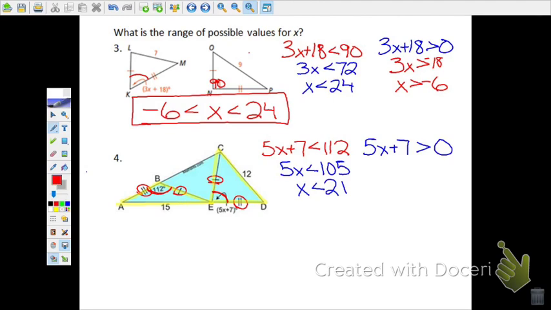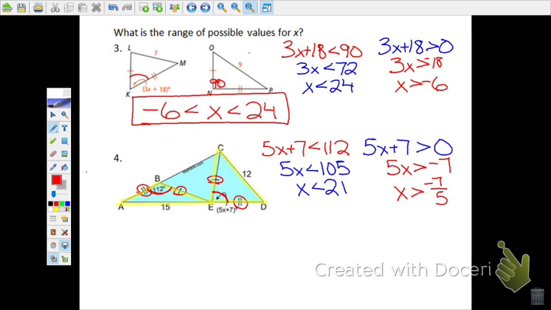When I do the other part, subtract 7. 5x is greater than negative 7. Divide by 5. X is greater than negative 7 over 5. And you can leave it as that improper fraction. You don't need to make it a mixed number. You don't need to make it a decimal.